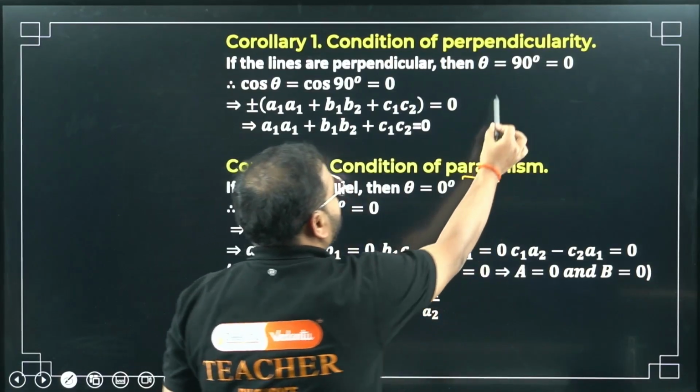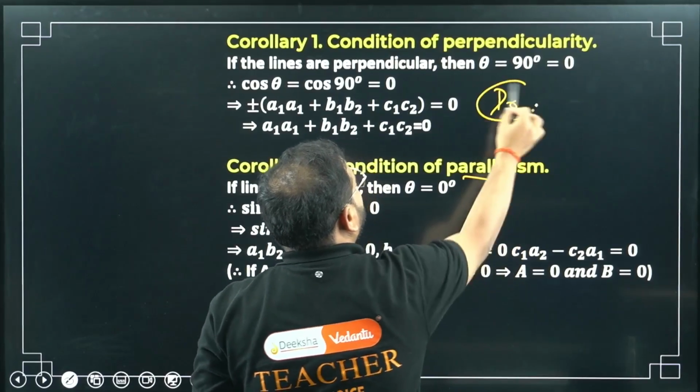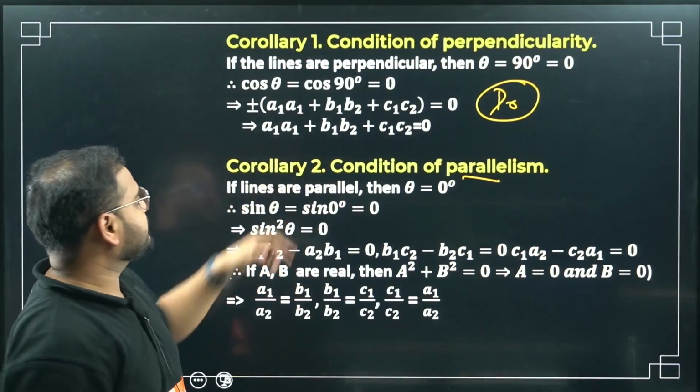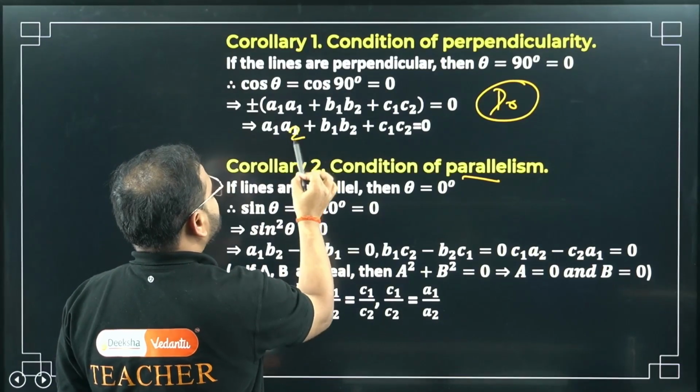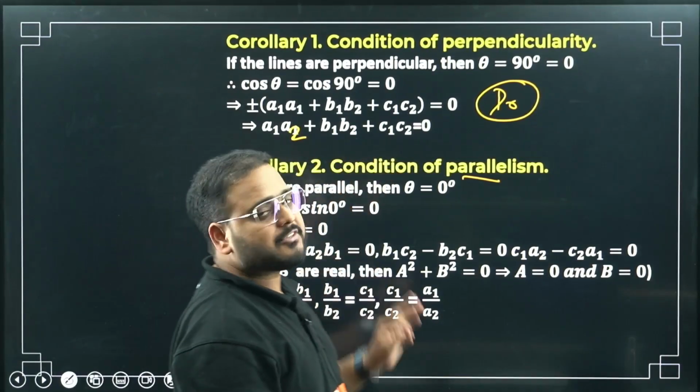So this is in the terms of both of them, direction ratios, sir, DR. Check here. A1, forgive me, this is A2. So A1 A2, B1 B2 and C1 C2 equals to 0.